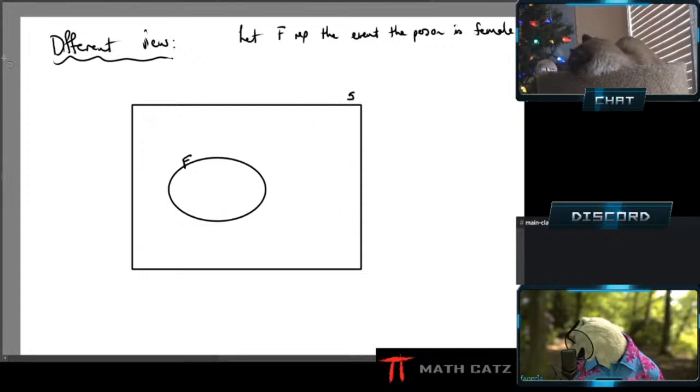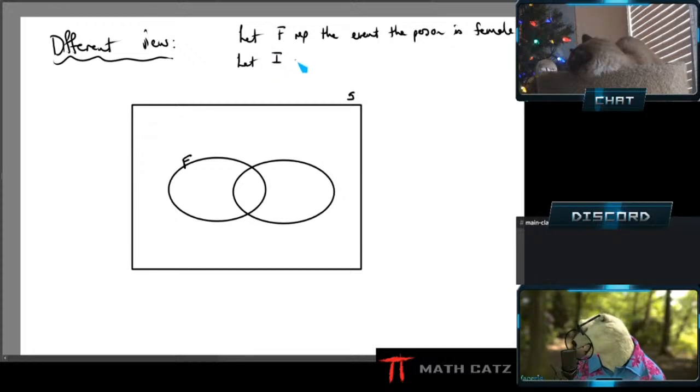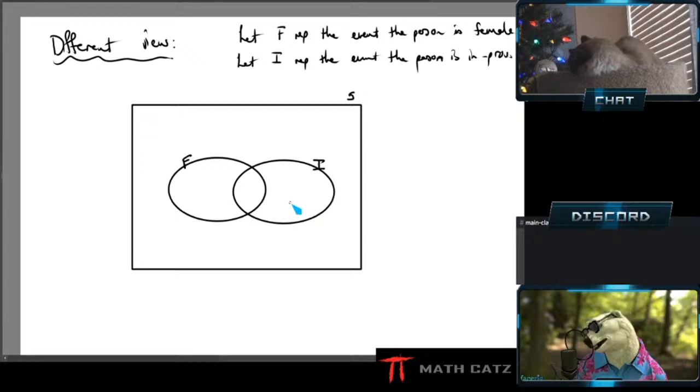Then I do need another circle for the other property. Let's go, I guess, I for in province. We've already really defined this. I represents the event that the person is in province. So I'll call that I. I'll sort of put it on top of it. And again, I don't need one for out of province because the outside of the circle is the area that contains the out of province people.